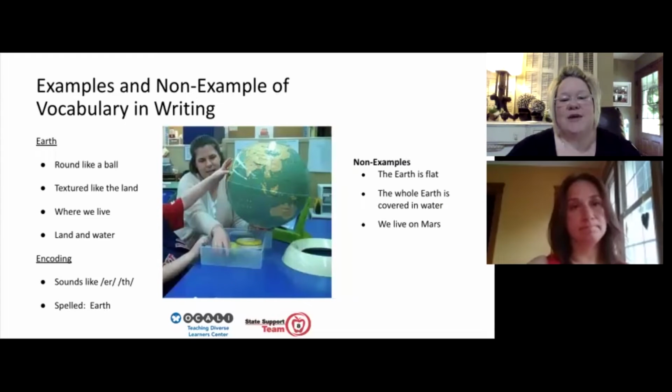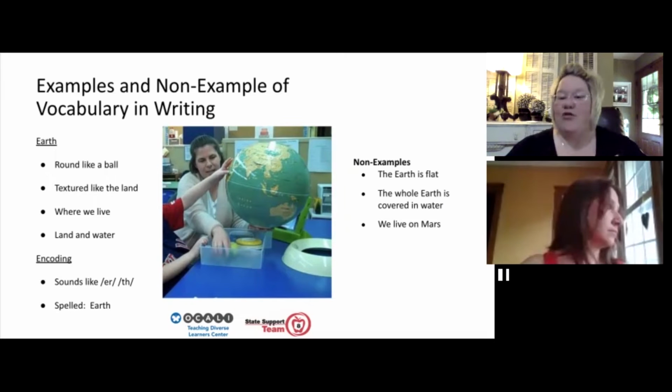Anita Archer talks about the use of examples and non-examples with regard to vocabulary within writing. So let's say, hypothetically, we're going back to that Earth and Space piece, and let's say we taught that vocabulary word about the Earth that was in our list. So we may say the Earth is round like a ball.